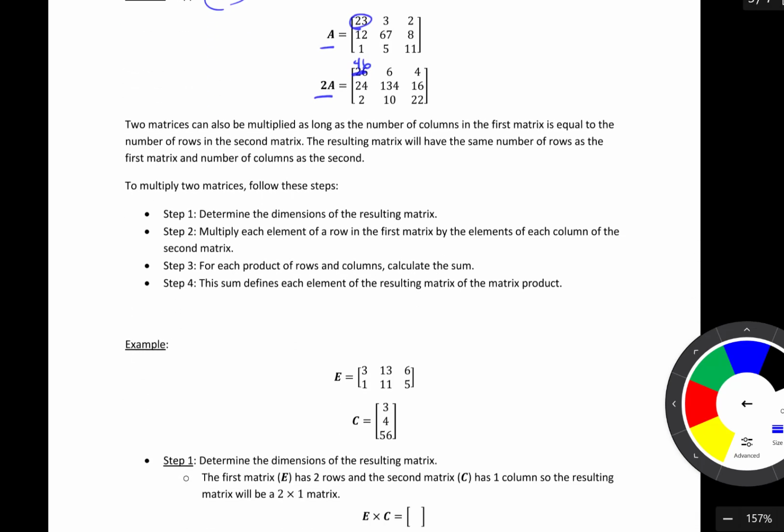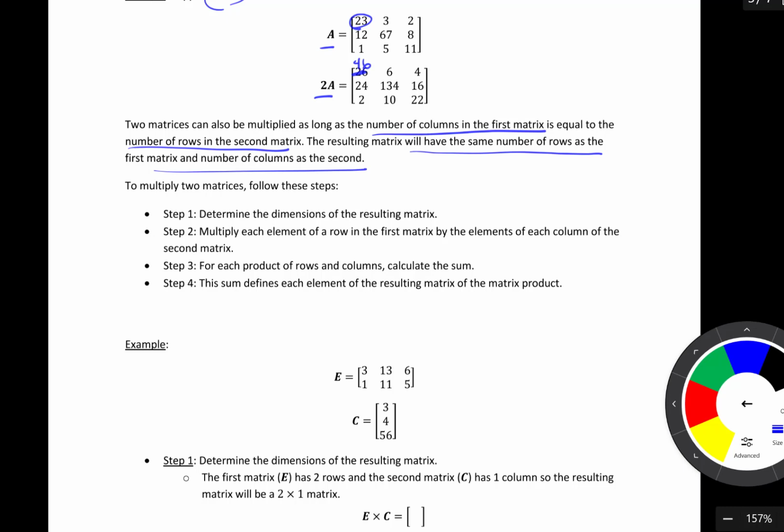Now, multiplying two matrices together is what gets a little bit more complicated. So in order to do that, we first need our two matrices to match as follows. So in order to multiply them, we need the number of columns in the first matrix to equal the number of rows in the second. The resulting matrix will have the same number of rows as the first and the number of columns as the second.